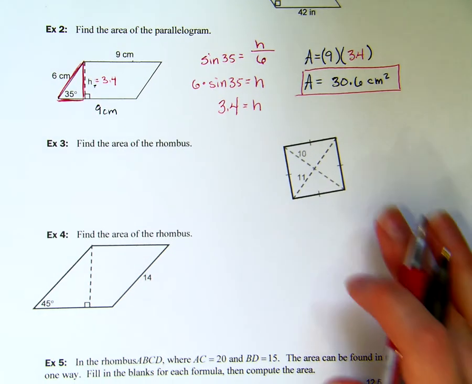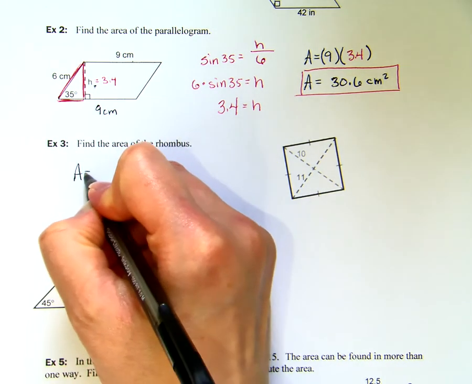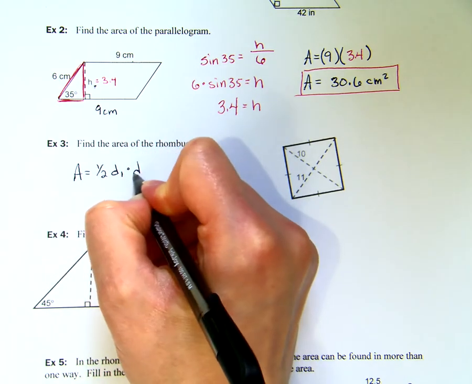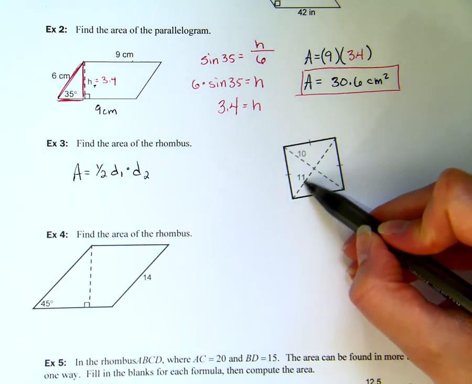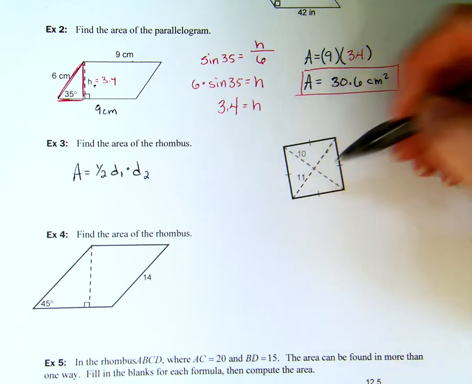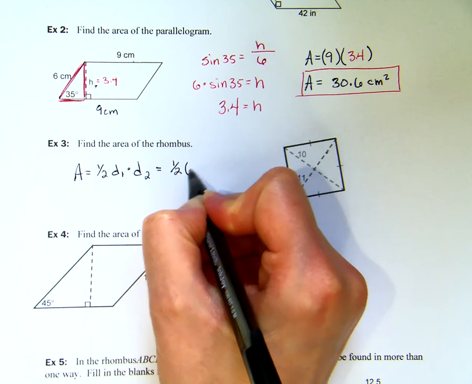The next problem asks us to find the area of the rhombus. Now our formula for the area of a rhombus is 1/2 the length of the first diagonal times the length of the second diagonal. So looking at our diagram, one diagonal is a length of 11, the other is a length of 10. So all we need to do is plug in those values and solve.